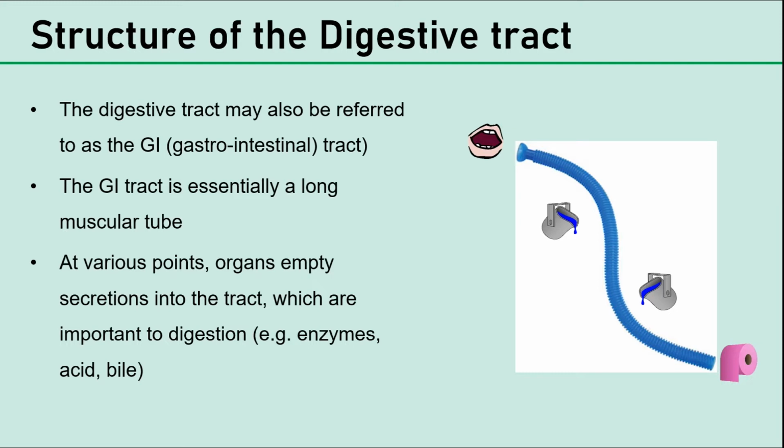At various points, we have organs that empty secretions into the tract, which are required during digestion. So these may be enzymes, as briefly mentioned, in the process of chemical digestion. The enzymes break the foodstuffs into molecular-sized chunks which we can absorb into our bloodstream. But we also have things like acid and bile, which we will look at in a little while.